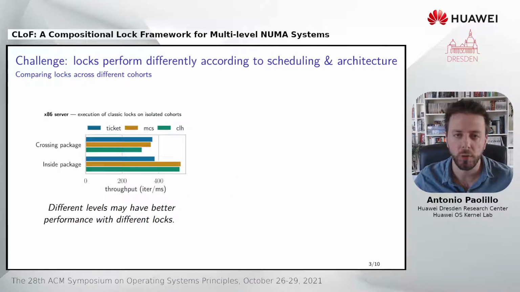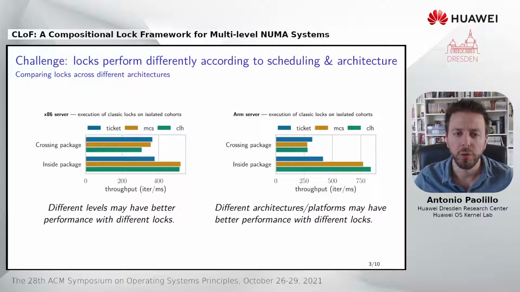The story is not over. We also notice other differences. Different locks also perform differently according to placement. For example, take these 3 classic locks: ticket, MCS, and CLH. When crossing the package, ticket outperforms the others, while inside the same package, MCS seems to be the best and ticket lock performs poorly. We also observe different performance of locks when comparing platforms.